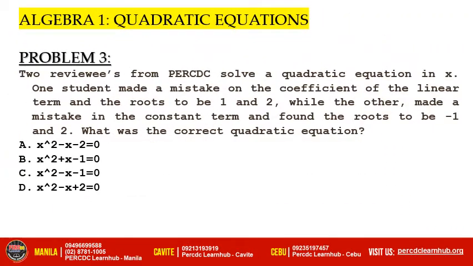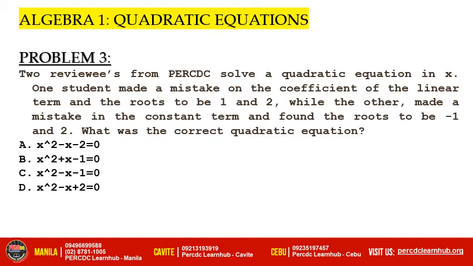Problem number 3, two reviewees from PERC DC solve a quadratic equation in X. One student made a mistake on the coefficient of the linear term and the roots to be 1 and 2, while the other made a mistake in the constant term and found the roots to be negative 1 and 2. What was the correct quadratic equation?